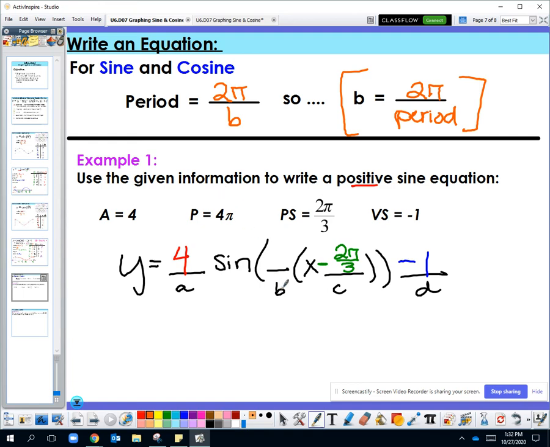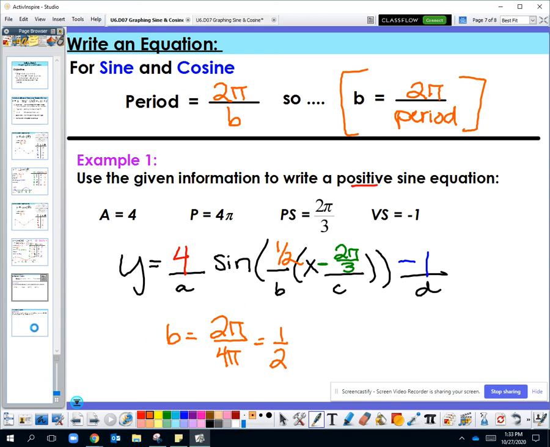So then this 4 pi is not the same thing as b. The period is not the same thing as b. So that's where we use this. I'm going to take b and say, okay, b is equal to 2 pi divided by the period, which is 4 pi. This reduces nicely to 1/2. So I put 1/2 in for that equation.